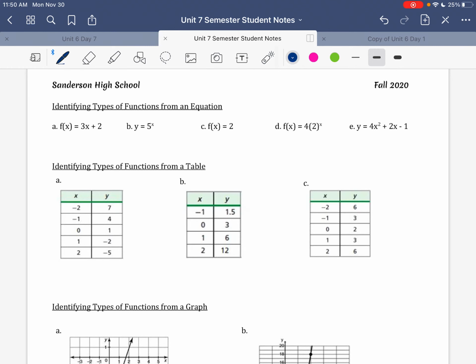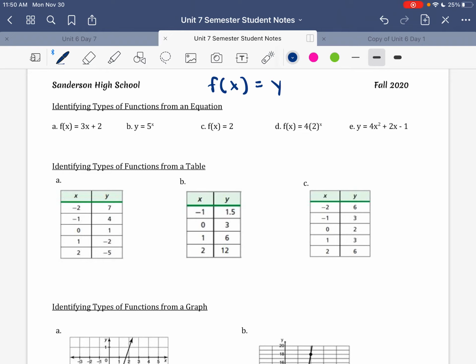All right, so up at the top, we want to identify each of these types of functions from an equation. If you think you know what's going on, go ahead and pause, give it a try. I'm going to talk you through how I would know what each one is. Remember that f of x notation is just the same thing as saying y equals. So like in example A, that means y equals 3x plus 2. Just a different notation that we want you to start being more familiar with.